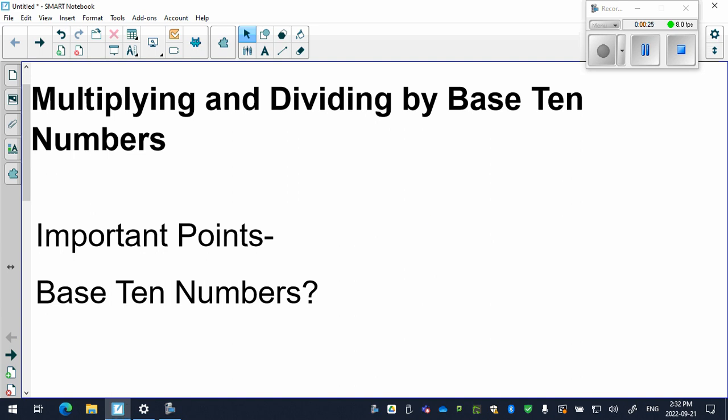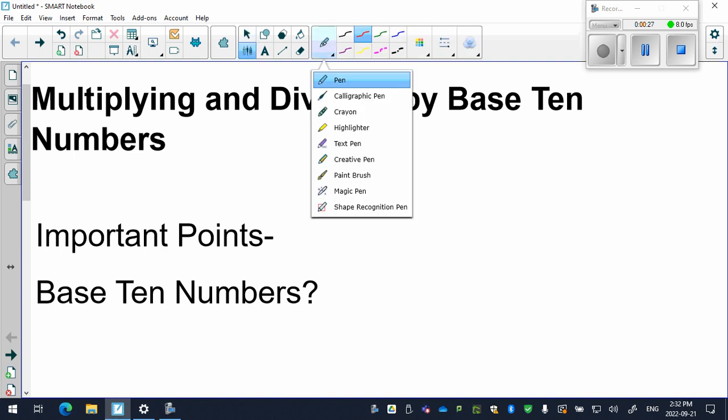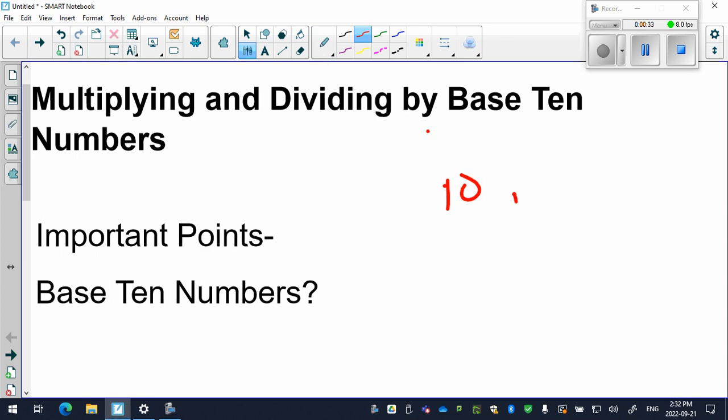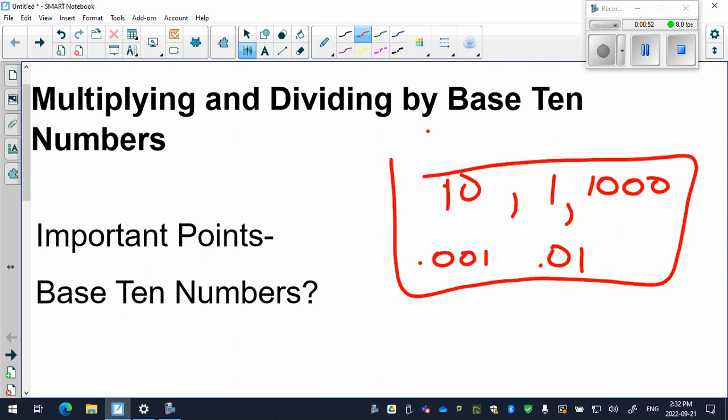So 10, 1, 1,000, a million, all of those, but also our decimal numbers. So a thousandth, a hundredth, a tenth, a millionth, those are all base 10 numbers. So those are the ones we're working with.